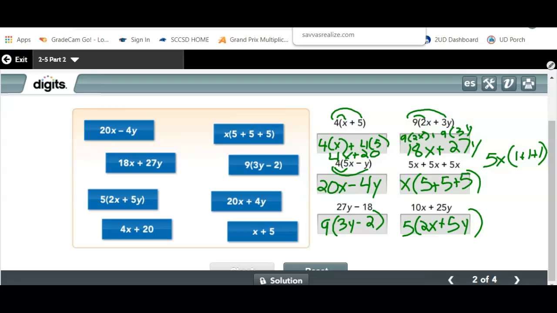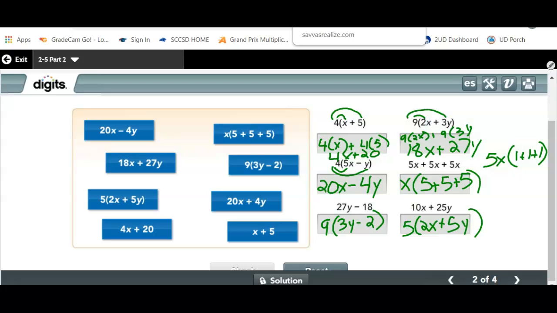I'm going to have one last problem for you to do. 4x plus 20, 18x plus 27y, 20x minus 4y, x parentheses 5 plus 5 plus 5, 9 parentheses 3y minus 2, and 5 parentheses 2x plus 5y. Any questions on these 6? Are you ready for a bigger problem?